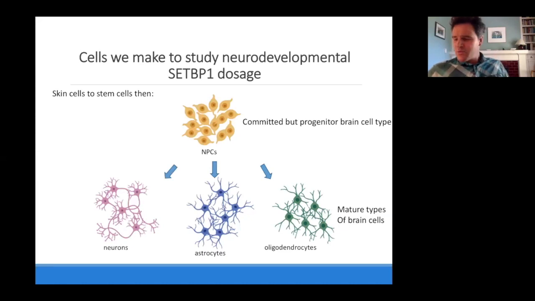Okay, so here are the cells we make. These are the cells I'm going to talk about today. We start with a skin cell, or blood or urine. For these projects, it's both urine and skin as the initial starting cell. We turn those into the stem cells, as I just described, and then we turn them into these NPCs, or neural progenitor cells. These are committed to become a brain type, but they haven't chosen yet what type of brain type to be. And once we have this cell type, which is a real cell type that exists in a developing brain, this isn't some artificial cell type in a dish. It's a real cell type that, in the steps of brain development, needs to be there. It needs to expand and proliferate. Cell division needs to occur. And then that cell type can differentiate into, for example, these other well-known cell types in the brain: oligodendrocytes, astrocytes, and neurons. And we can make all of these.